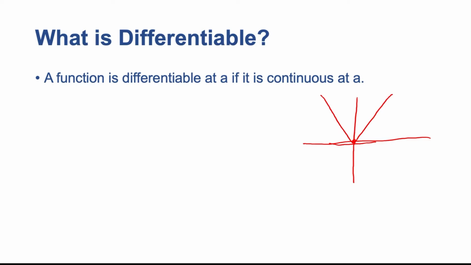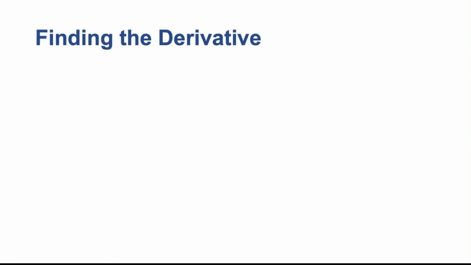So that is differentiability. Now let's talk about finding the derivative. So this is going to be our first example, but this is just going to be pure math here. We're not going to do a word problem until later. So let's find the derivative of 5x cubed.